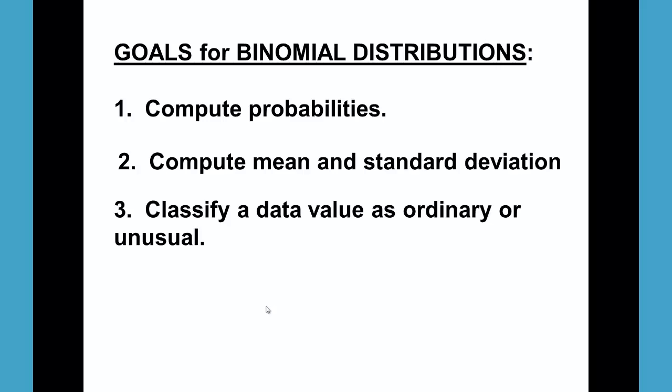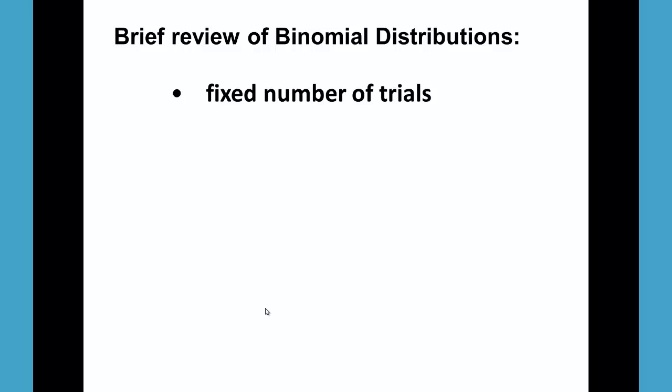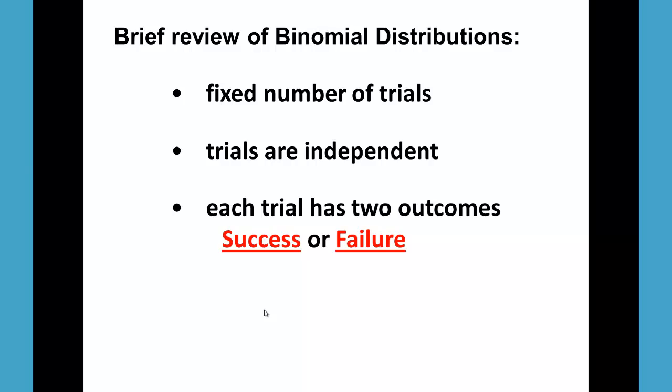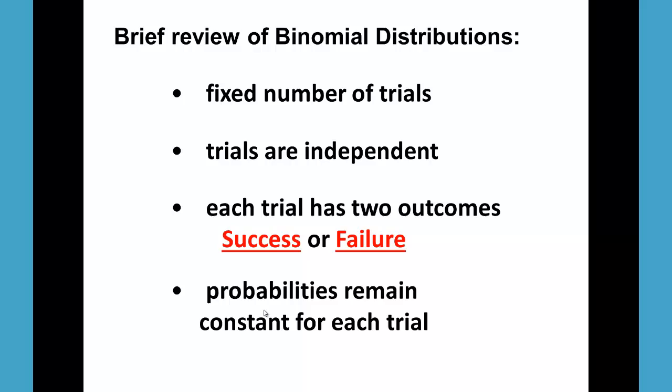I want to quickly review a couple of things before we get started. Our goals for binomial distributions are to be able to compute probabilities, to compute the mean and standard deviation, and to classify a data value as ordinary or unusual. Anytime we're dealing with a binomial distribution, we should determine if it has a fixed number of trials, if the trials are independent, if each trial has two outcomes, a success or a failure, and if the probabilities remain constant for each trial. Those are the 4 characteristics that make a binomial distribution.